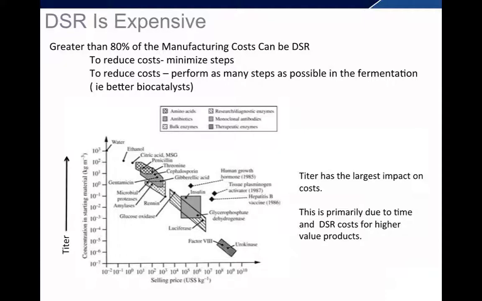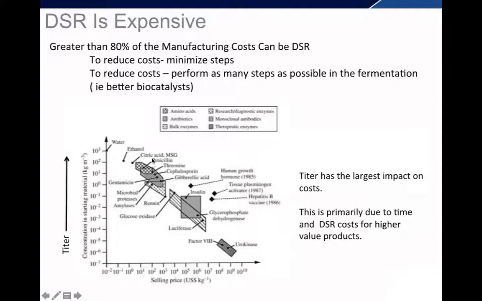Titer has a really large impact on costs, especially for high value products like proteins, amino acids, vitamins, things like that. What you're seeing here on the left plot is a selling price in US dollars per kilogram and the concentration in the starting material. So basically, the higher the titer, the lower the selling cost, or selling price, excuse me.